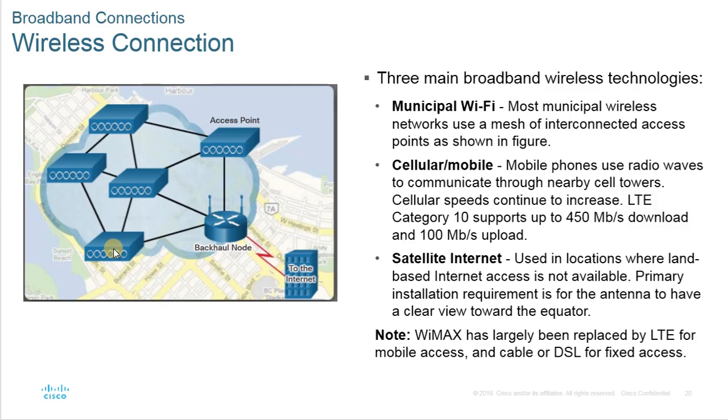Another type of wireless connection is the satellite internet. It is used in locations where land-based internet access is not available. The primary installation requirement is for the antenna to have a clear view toward the equator. So this is a much more advanced and sophisticated wireless connection setup, using the satellite.